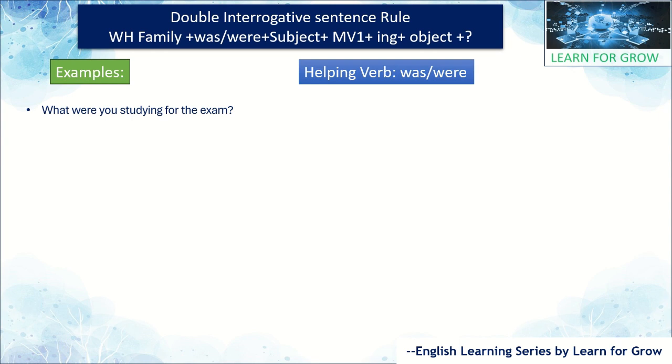What were you studying for the exam? Here, "what" is a WH family word, right? "Were" is a helping verb. After that, "you" is a subject. "Study" is a main verb form 1, plus "ing" it will be "studying", and "for the exam" is the object. Like that only we have a few more examples. This I will read now.